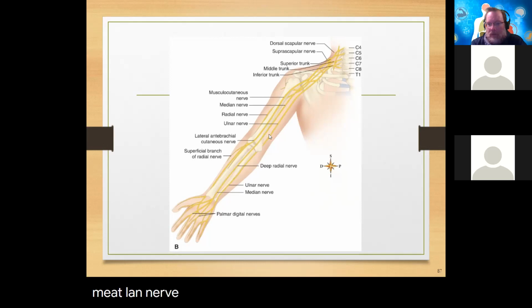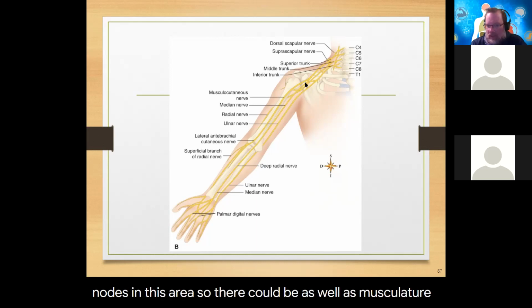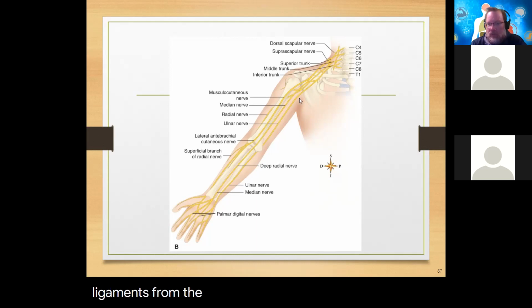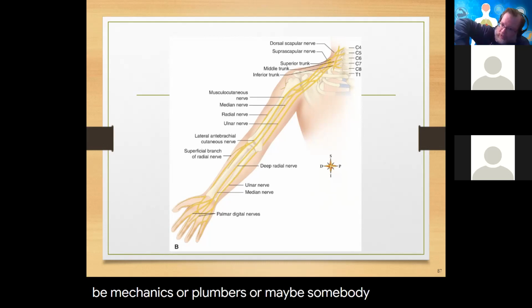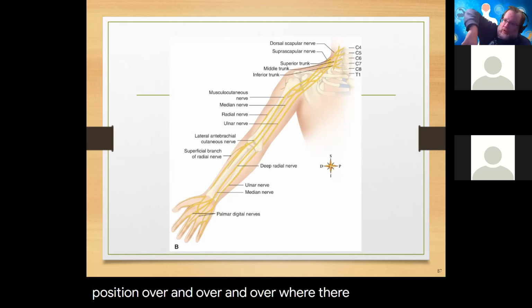Okay. But we're finding that if we travel up, we could have some issues all the way up here in the shoulder. We could have some inflammation. There's a lot of lymph nodes in this area, as well as musculature and ligaments from the shoulder joint. So we could have damage or an injury. We could just have repetitive use, from being in this position over and over, like mechanics or plumbers, or maybe somebody's in this position over and over and over where they're having to do something.